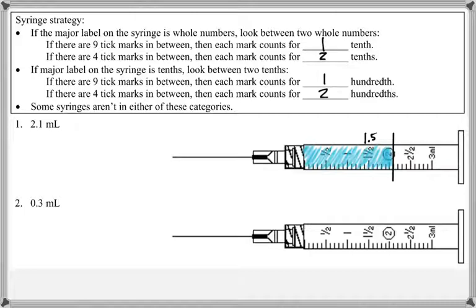Looking at number 2, it's 0.3 milliliters. So it's the same type of syringe. So each tick mark counts for 1/10. This mark on the edge right here, that is the 0. So this first one is the 0.1. So 0.3 is going to be right here. And then we can shade the syringe.